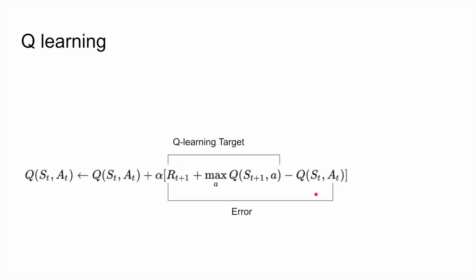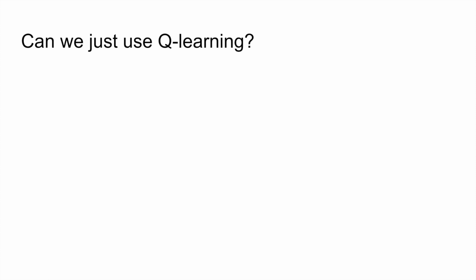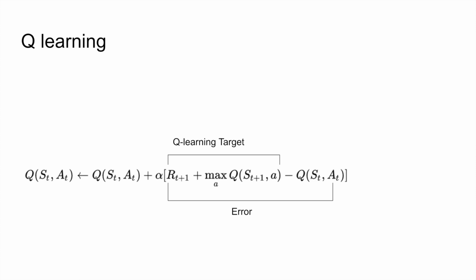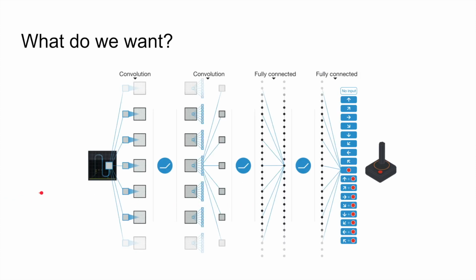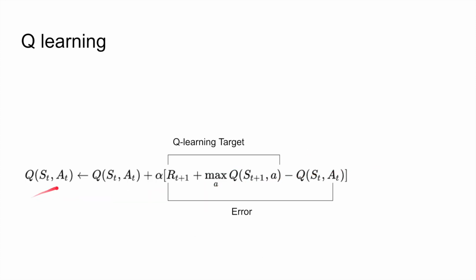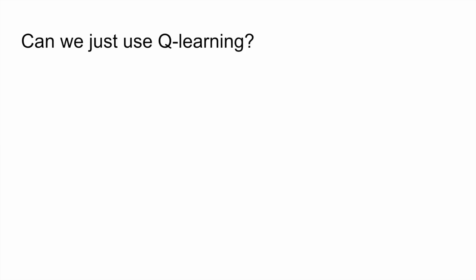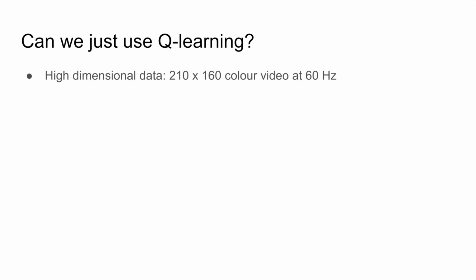So can we just use Q learning to train such an agent? In principle, yes, because as we can see, the number of states is finite. Each pixel can take a finite number of values, and the number of actions is also finite. So in theory, you could build a very large table of each state and action and learn the Q values for each possible state and action pair. But it turns out that's not very feasible.